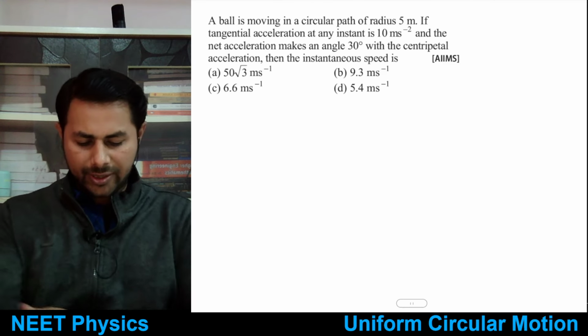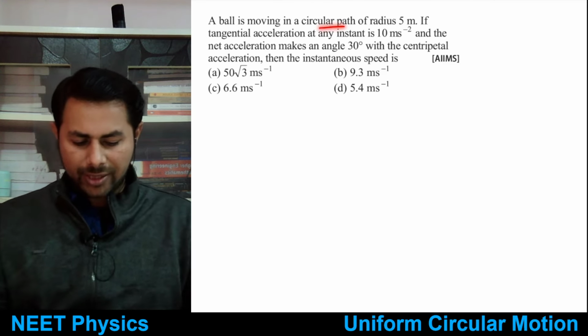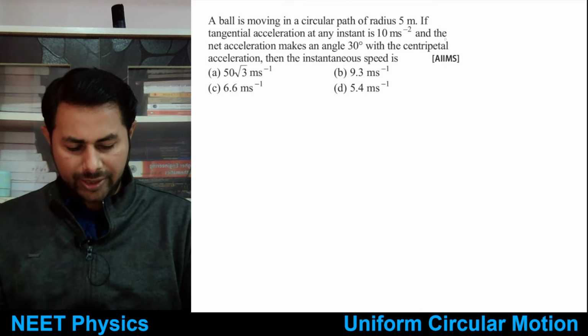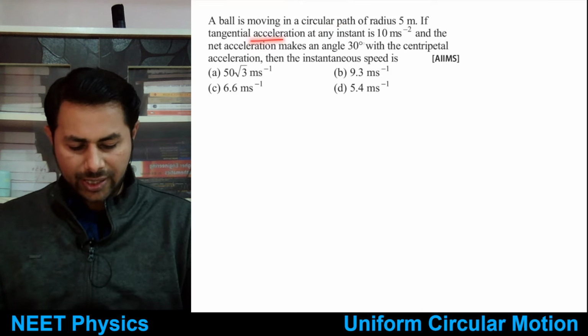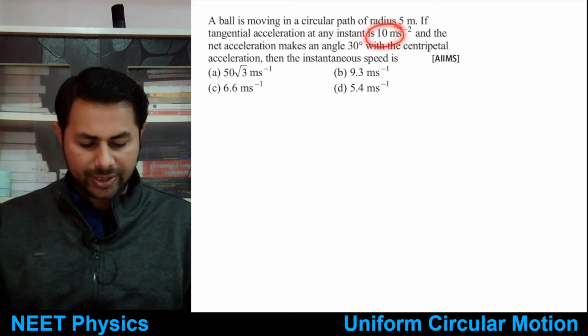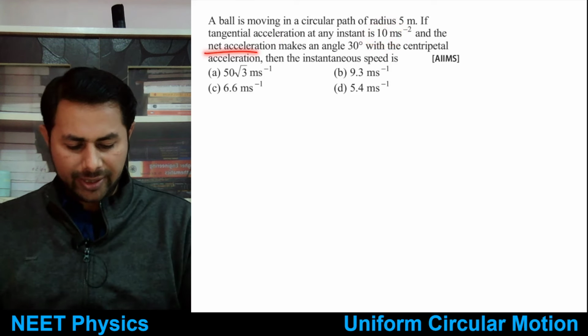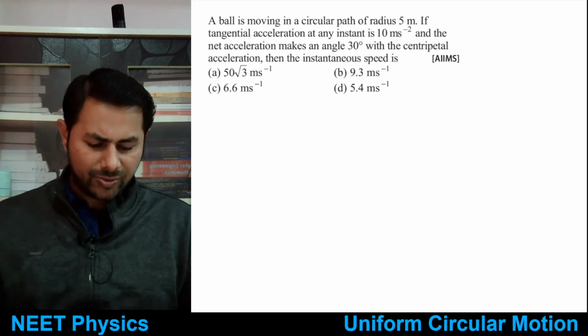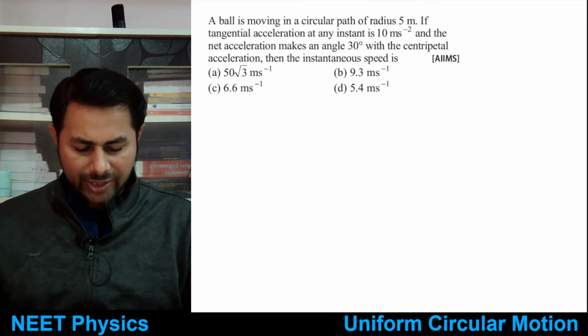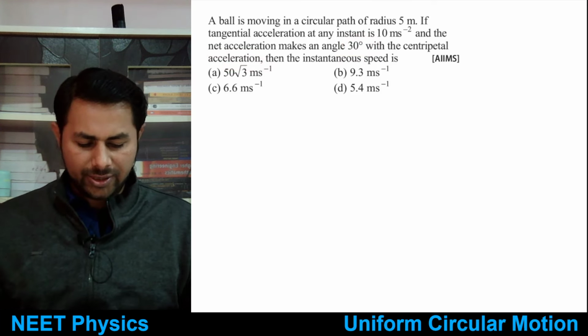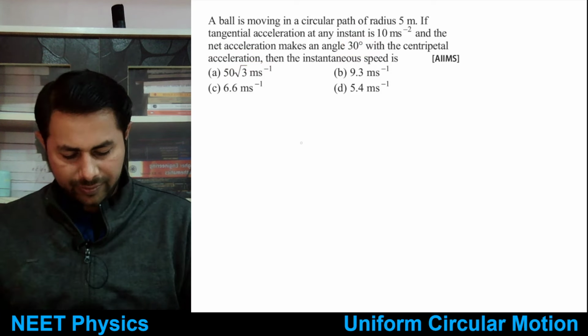Okay, let's see the next one. A ball is moving in a circular path of radius 5 meter. The tangential acceleration at any instant is 10 meters per second squared, and the net acceleration makes an angle of 30 degrees. This is similar to what we had seen, right? With centripetal acceleration, then the instantaneous speed is. Tell me.